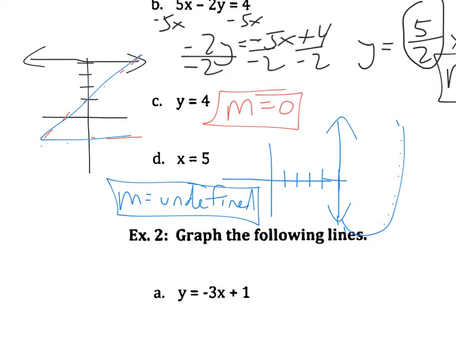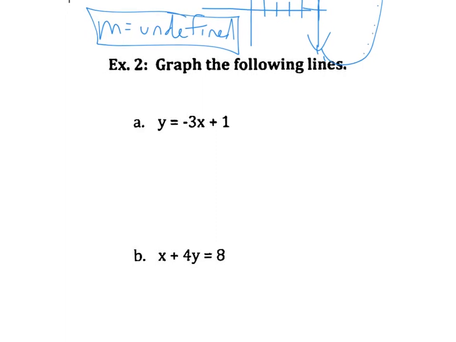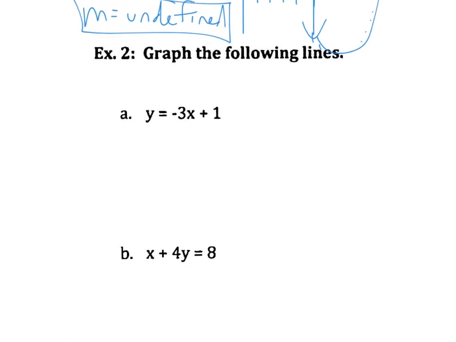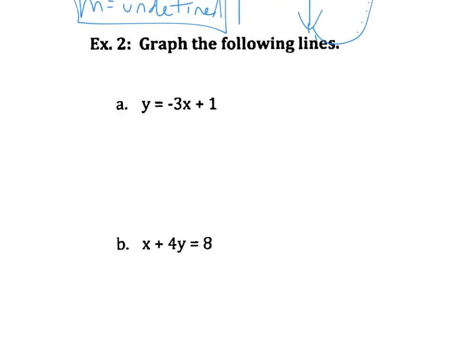Okay. Now we're going to work on graphing a little bit. So this says graph the following lines. Alright. So we're going to use our slope-intercept techniques to graph this line. And if you remember, when you graph a line, make your own little coordinate plane here.